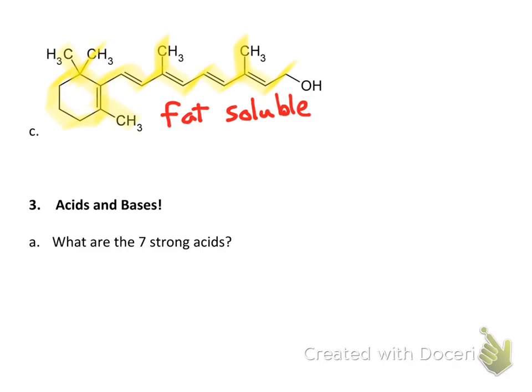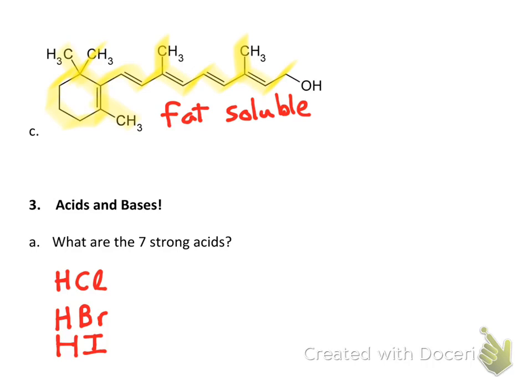Up next, let's talk acids and bases. What are the 7 strong acids? All right, let's go through them. The first 3 that we're going to look at are just a hydrogen and a halogen. So we have hydrochloric, HCl. We have hydrobromic, HBr. We have the friendliest of them all, hydroiodic, which is just Hi, HI.